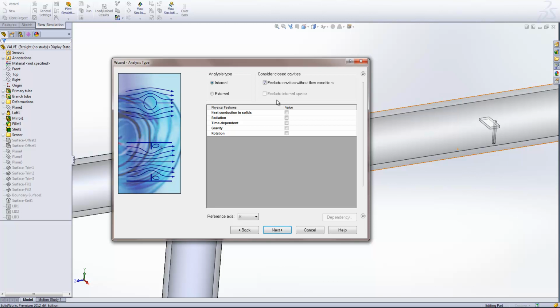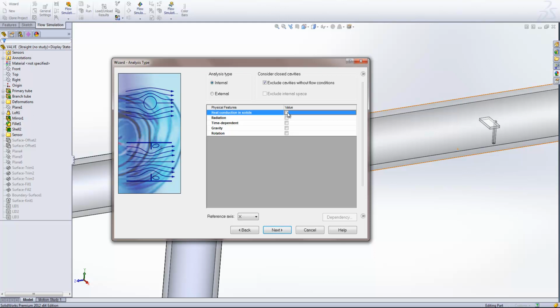Well, chances are we won't have flow conditions set up for inside that cavity, and we can select from here to exclude that flow condition, and that'll simplify the solve a little bit. Next, we come through to select our physical features or our flow phenomena that we want to include. So first of all, we've got heat conduction in solids, and what that's going to do is allow us to analyse how heat is conducting between the solids that we've got in our system.